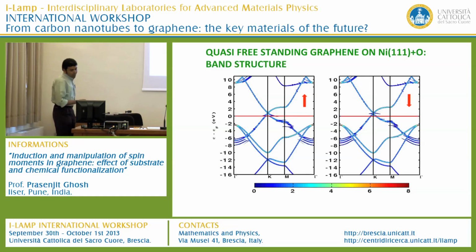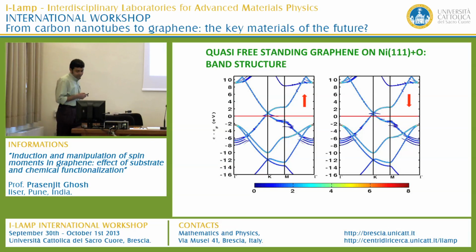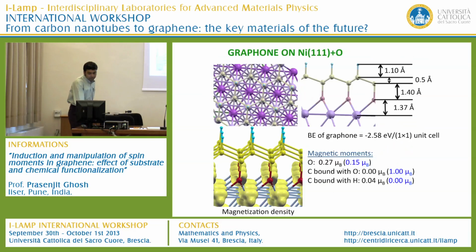And if one looks at the band structure, what one sees is that because of the weak van der Waals interaction, the Dirac cone in this case remains intact for both the spin up and spin down. There is only a shift of the Dirac cone with respect to the Fermi energy. However, when we put our semi-hydrogenated graphene sheet on nickel 111 covered with oxygen, we find that the interaction is very strong.